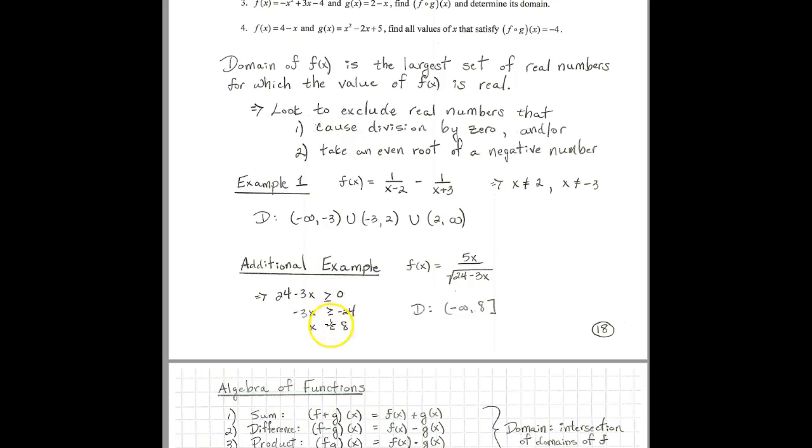So then when I solve for x, I see that x has to be less than 8, right? When I divide by this -3, I switch the direction of this inequality. So x is now less than 8, not less than or equal to, because I'm saying this is only strictly greater than 0. So my domain should be minus infinity to 8 with an open parenthesis, not including the 8.